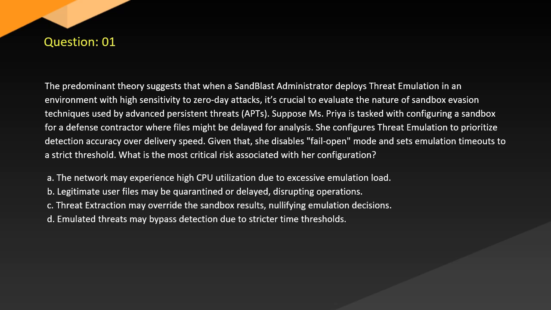She configures threat emulation to prioritize detection accuracy over delivery speed. Given that, she disables fail-open mode and sets emulation timeouts to a strict threshold. What is the most critical risk associated with her configuration?